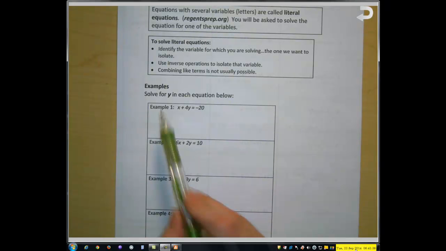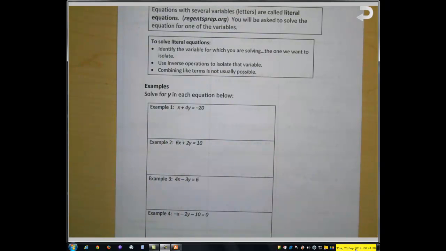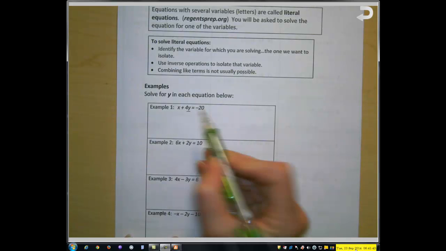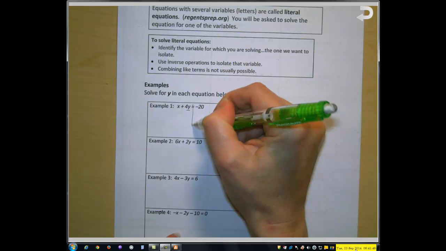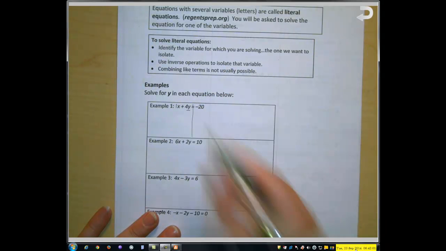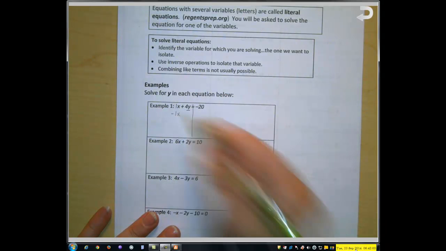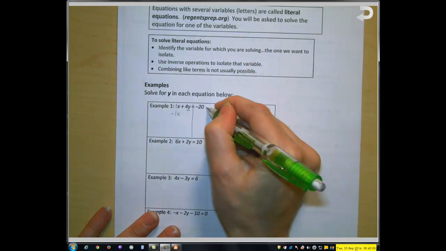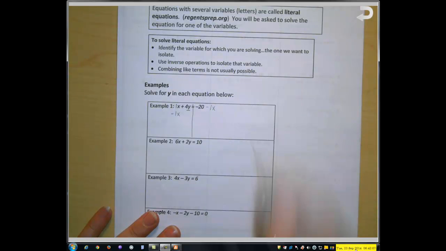We're told to solve for y in each equation below. So let's find y. Here's y, so we need to find the operations on this side of the equation and do the inverse of those operations. So first we have a positive x. So the opposite of a positive 1x is a negative 1x. So we're going to subtract 1x from both sides.